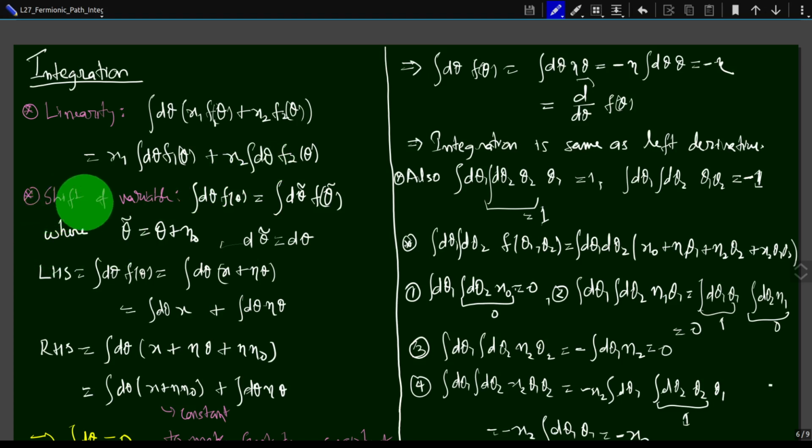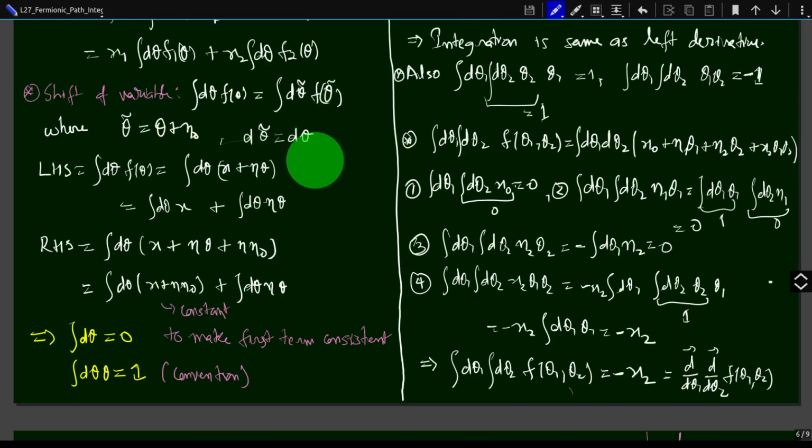Another property that we need is a shift of variables. So the integral over d theta of f of theta is the same as the integral of d theta twiddle f of theta twiddle, where theta twiddle is theta plus some eta 0. If this is a shift of variables, then d theta twiddle is just d theta, so no Jacobian of transformation, so to say. So on the left hand side, if I have to write from this equation, d theta f of theta, we have to compute. Using linearity I will write it as x, which I should have written outside, but let me just keep it like this.